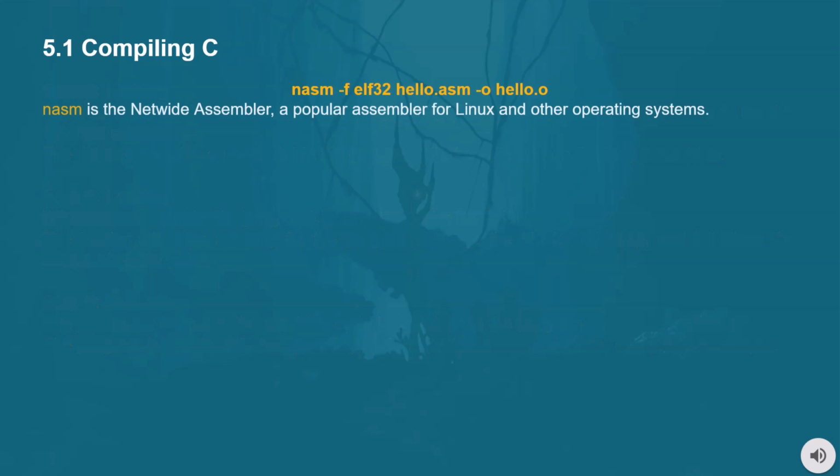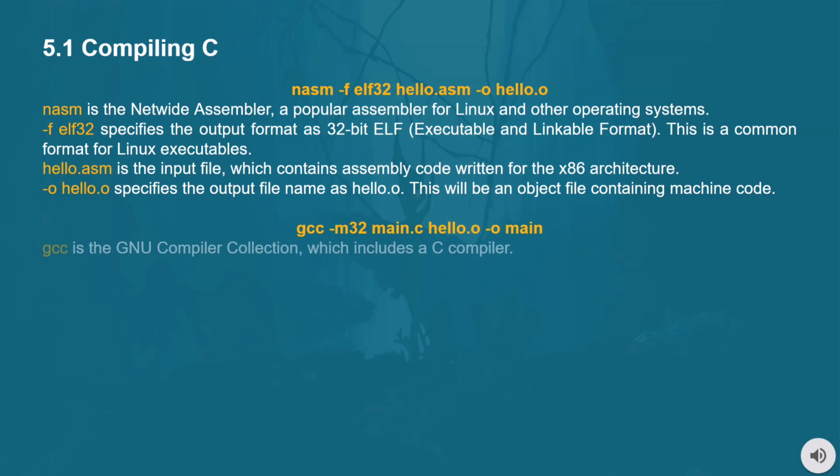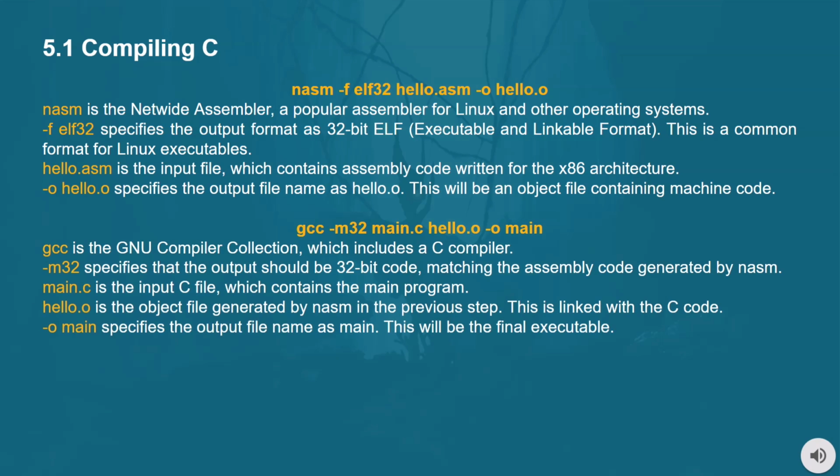The process involves assembling hello.asm into a 32-bit ELF object file hello.o using NASM, then compiling and linking main.c with hello.o using GCC to create a 32-bit executable main, which is then executed to produce output.